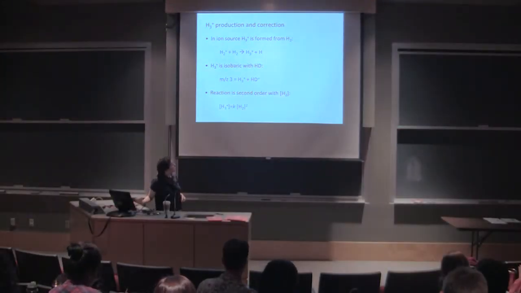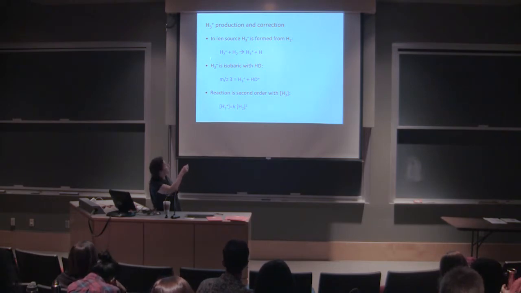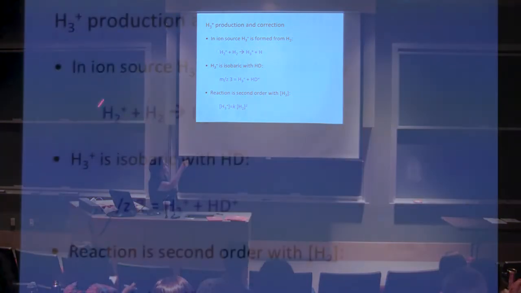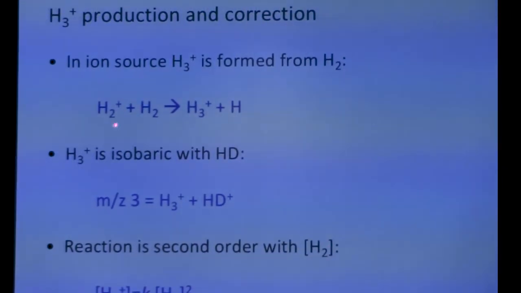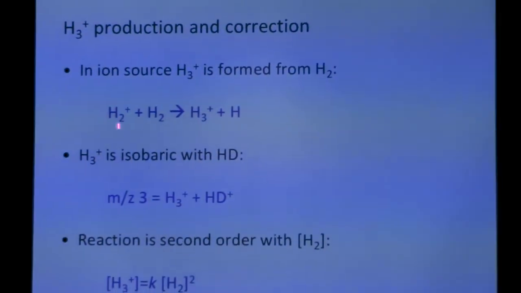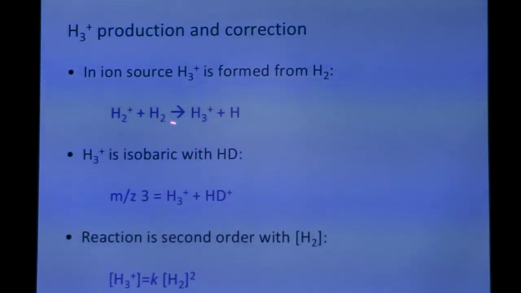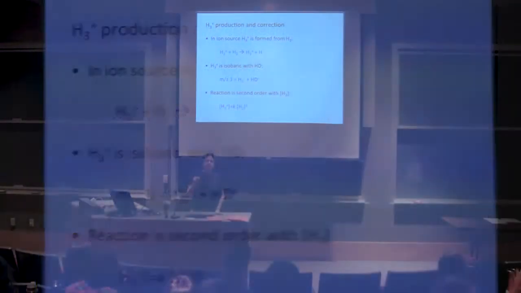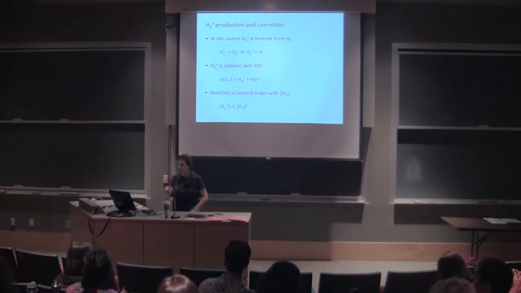Okay, H3 production. I've already described this in some detail, so I don't want to go through all of this or belabor it, but here's that production reaction. You take diatomic hydrogen ion and react it with a neutral, and you can end up with an H3 ion and a neutral as a consequence, and that has an isobaric interference with your deuterium. And remember, deuterium is really, really small abundance in nature, and so even a little bit of this H3 ion can confound your measurement.